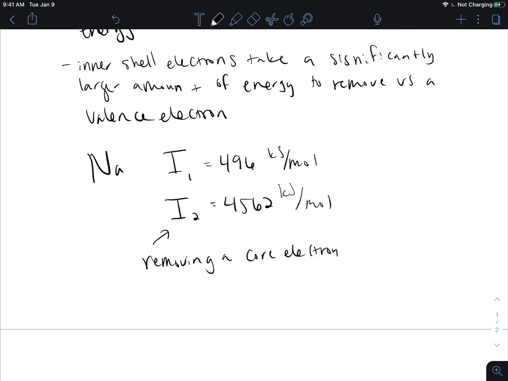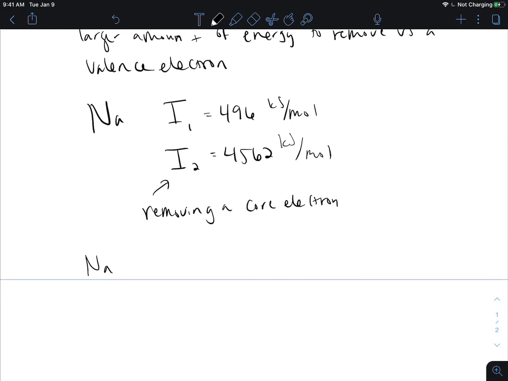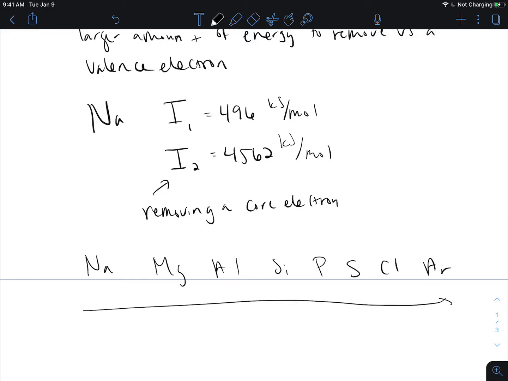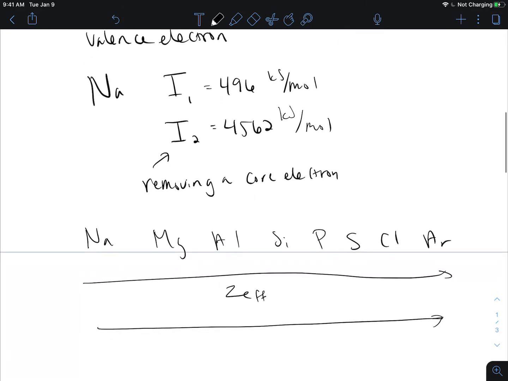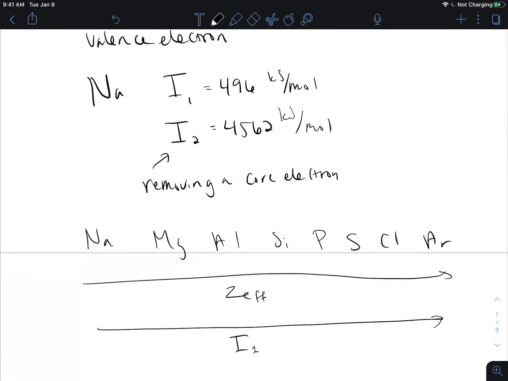And then as we go across our periodic table, going from sodium to magnesium to aluminum to silicon, phosphorus, sulfur, chlorine, and argon, as our Z effective increases, so does the ionization energy. In general, our Z effective is going to increase, so our I1 is going to increase.